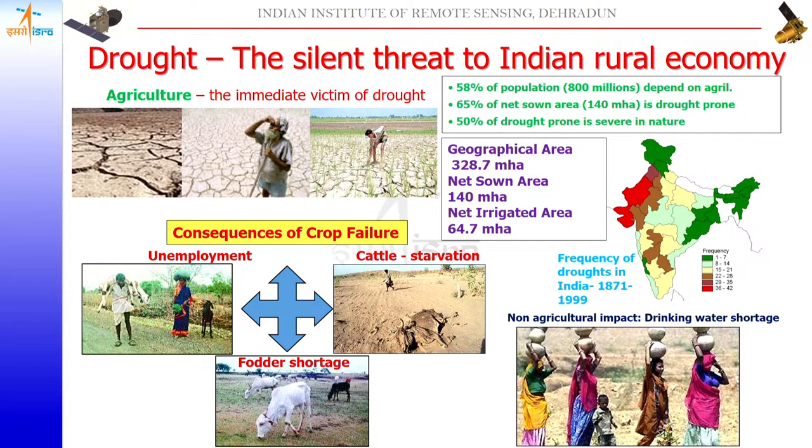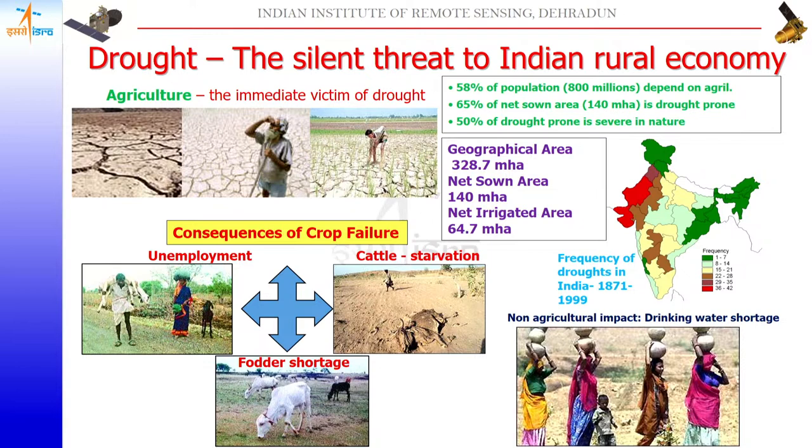If I'm talking about other non-agricultural impacts, the very first important impact is drinking water shortage. And the drinking water shortage is not only for the human population but also for other animals or organisms, like the livestock or cattle in the particular area as well as the wildlife, which is also affected because of the drought situation or unavailability of rainfall. That may lead to a decrease in the surface or subsurface water level.